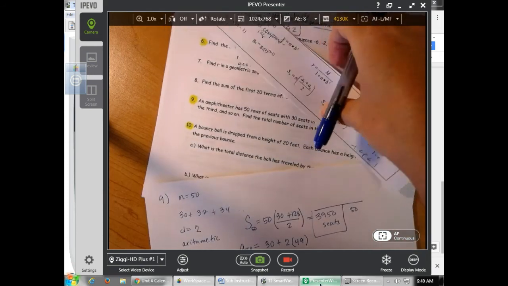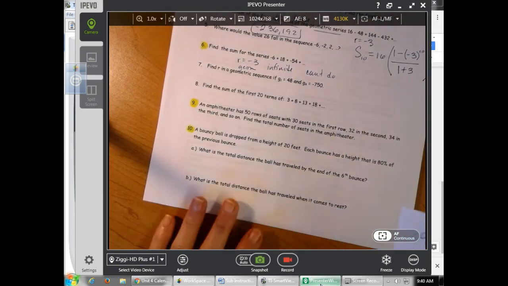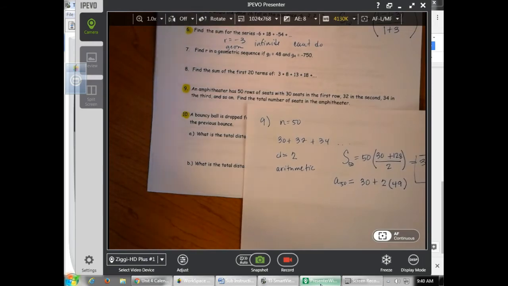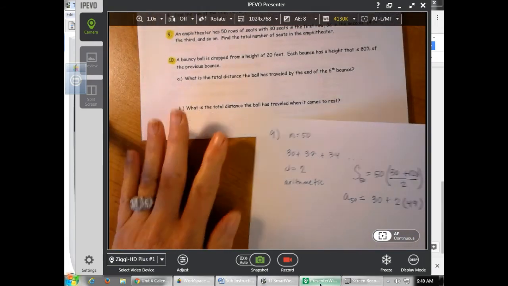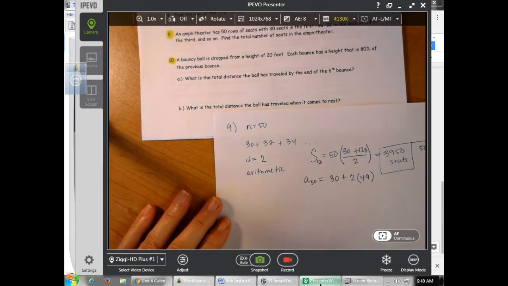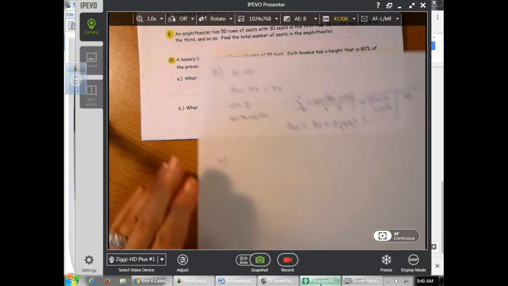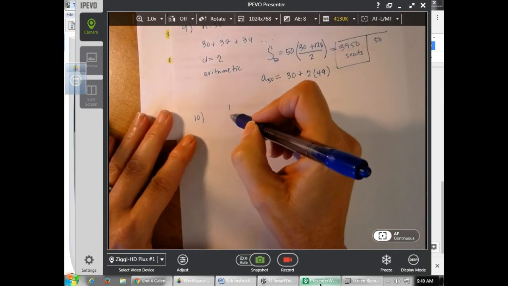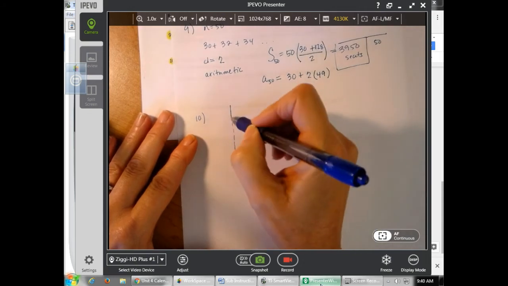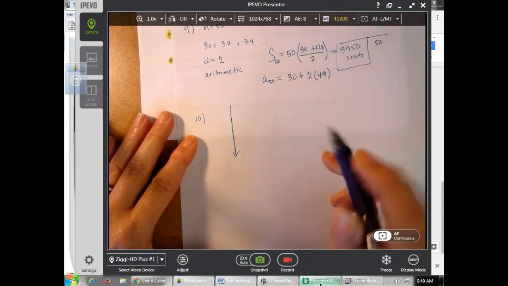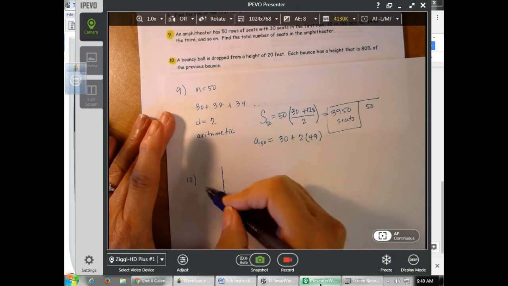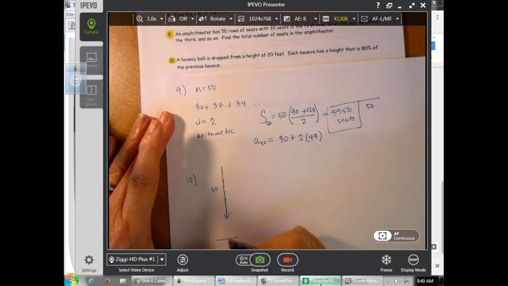Okay, let's do another one. Let's do number 10. Number 10 is important. And it's not hard once you understand how to do it, but there's a little process on the back end. Because for number 10, we're always having this situation where you drop the ball. The ball comes down. Okay, and in this case, it's dropped from 20. That basically means the first term is a 20.